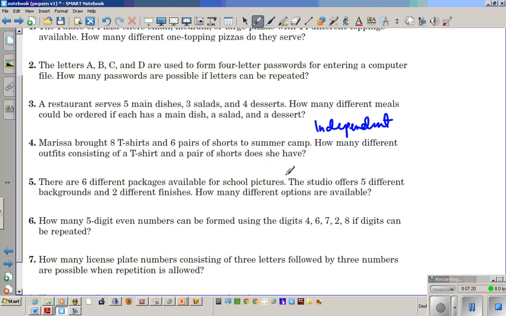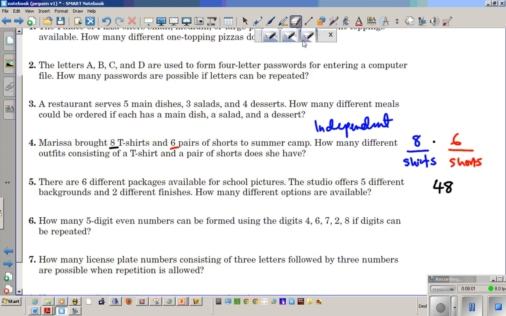So how do we do this? We have 2 categories, right? The first category is the shirts, the t-shirts, and the second category is the shorts. So how many shirts are there? Total of 8 shirts, right? And how many shorts are there? 6 pairs of shorts, right? Since she's wearing a shirt and a short, you multiply, so you just tie both of them together, and your answer is 48 possible combinations that she can have. Okay? Alright, let's move on to number 5.